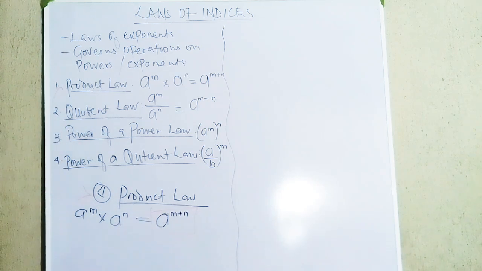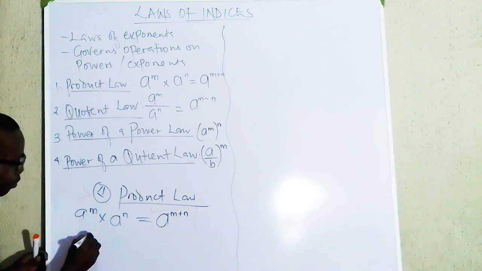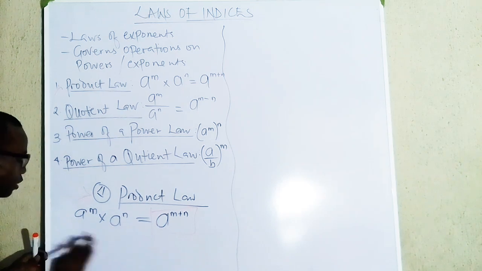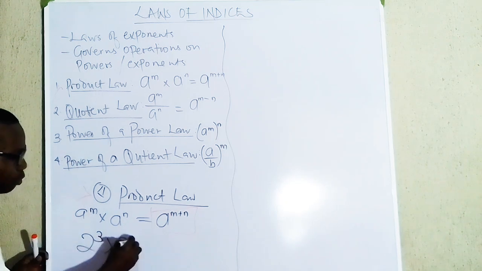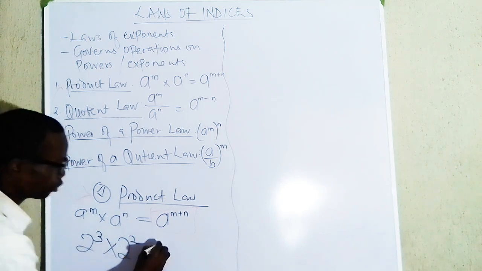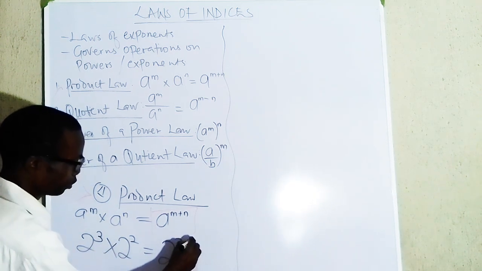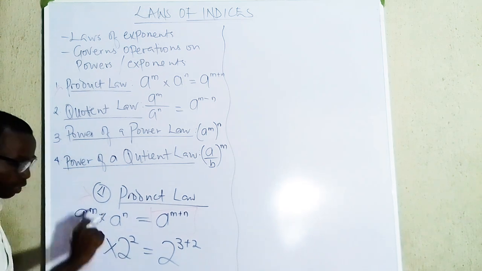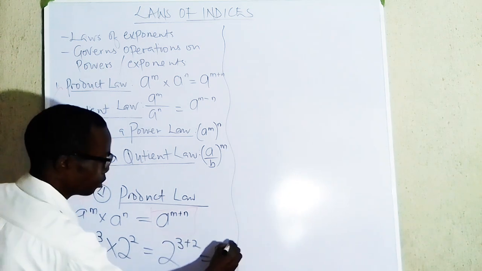Now let us use two examples to prove this. First I'm going to use figures. If m represents 3 and n represents 2, let's see what happens. Let's even use numbers. Let's say 2 raised to power 3 times 2 raised to power 2. Since both are the same base, you have 2 raised to 3 plus 2. This times becomes like an addition. That is what the law states. So what you have is 2 raised to power 3 plus 2, meaning 5.